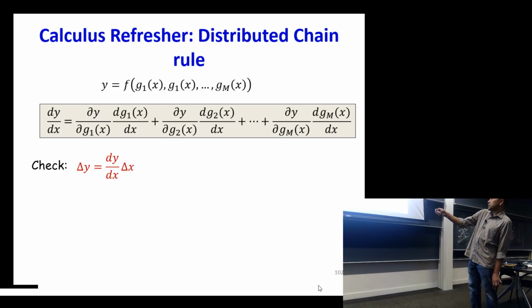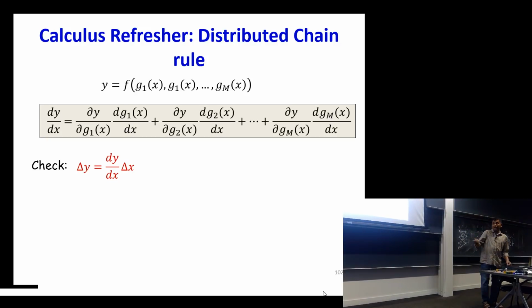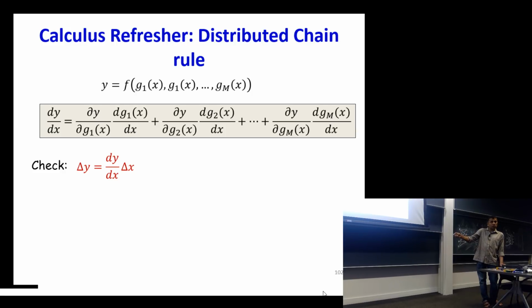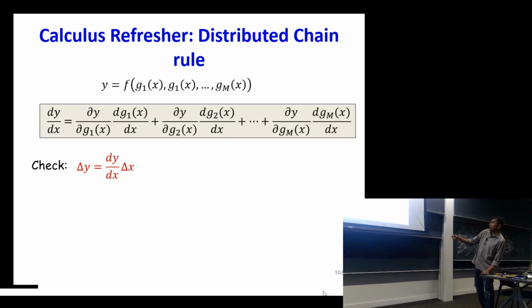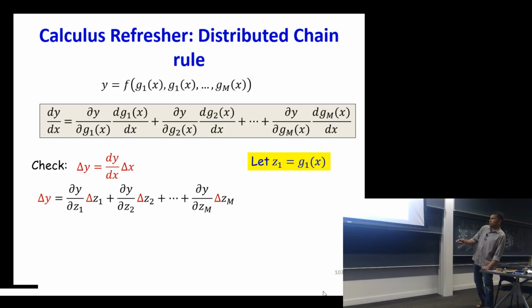So plus dy over dg2 times dg2 over dx all the way up to dgn, right? Can I verify this? How would I verify this? To verify this, what I really must verify is that this relationship holds. And so first, let me say any zi equals gi of x, just by definition. So using this, you have y equals f of z1, z2, z3, z4, and so on.